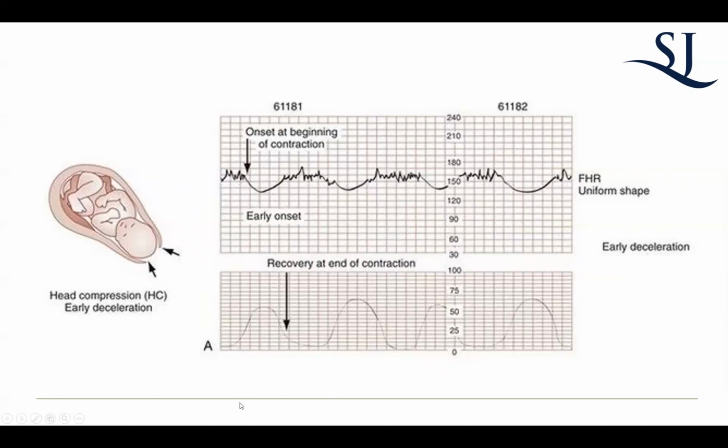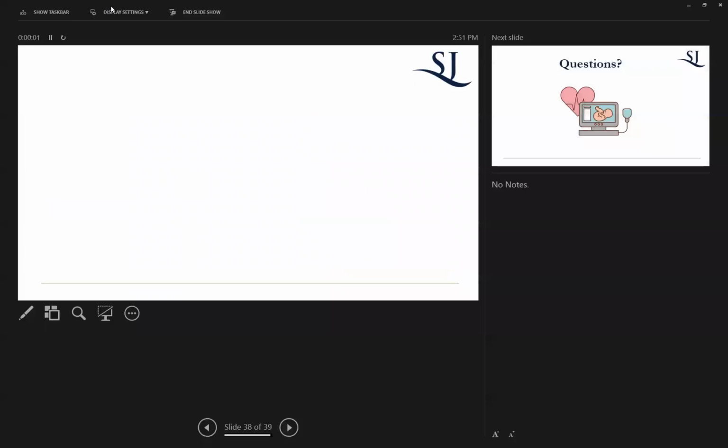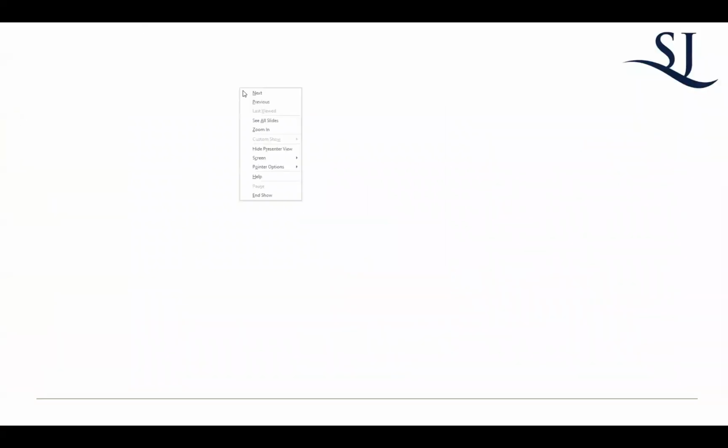So in our scenario, our patient is having recurrent variable decelerations. So what do we do about that? That's technically a category 2 tracing, right? Yep, we could do resuscitative maneuvers and that might resolve it. But what's another thing we can do? Emergency C-section.